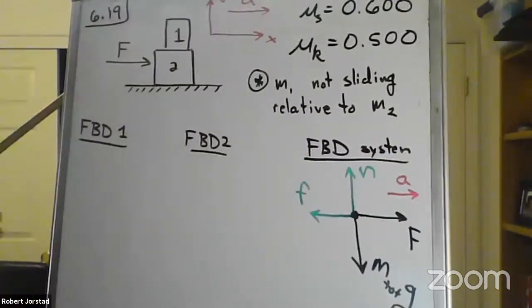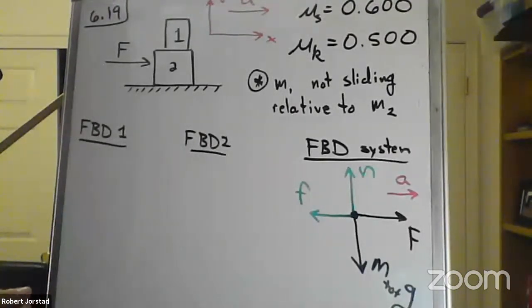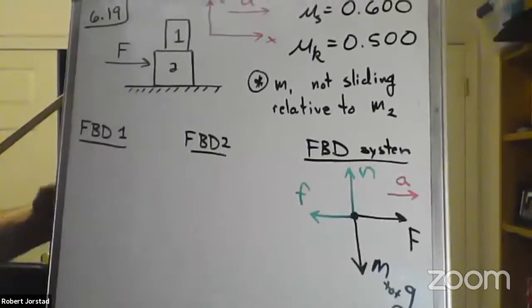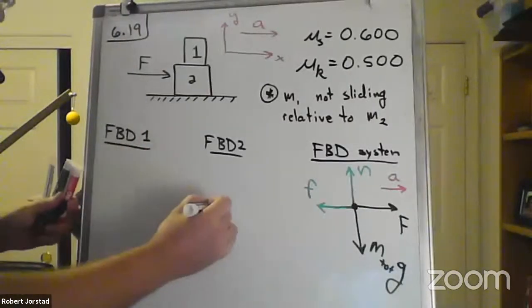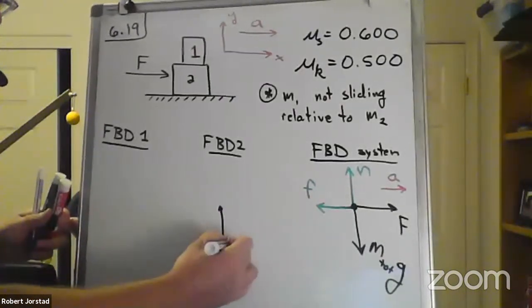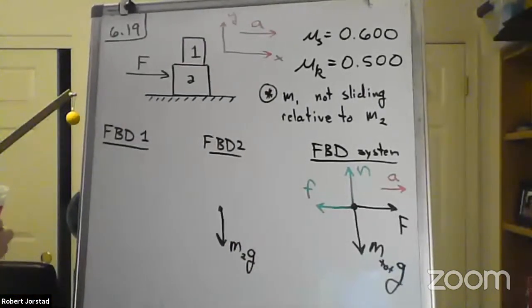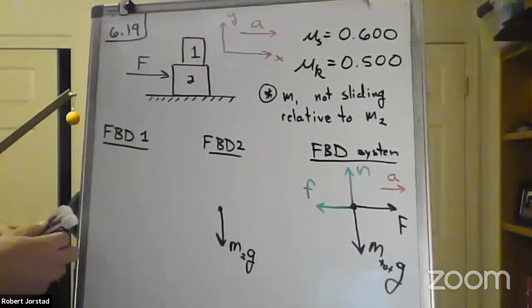All right. Let's go over here. Which one do you want to try next? What do you think? I would probably do FBD2. Okay, so FBD2. Let's try it. I'll do the M2 g. I know that's down. Okay. Now what? I would add the force F to the right. Okay.